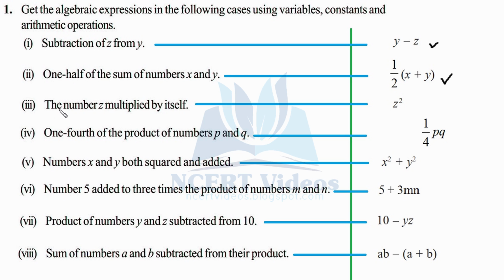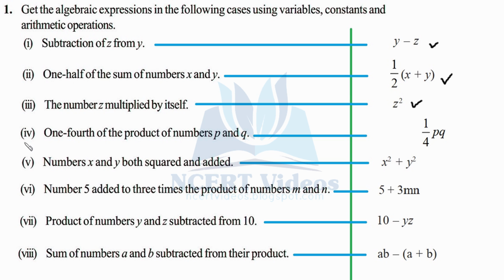Third, the number z multiplied by itself. Well, it is very simple. We have a variable z and it is getting multiplied by z itself. Therefore, it can be written as z into z, or in short form z squared. It is read as z squared or z raised to power 2.